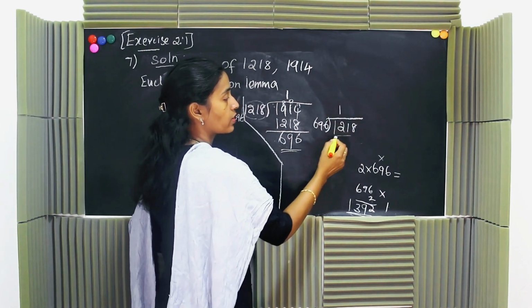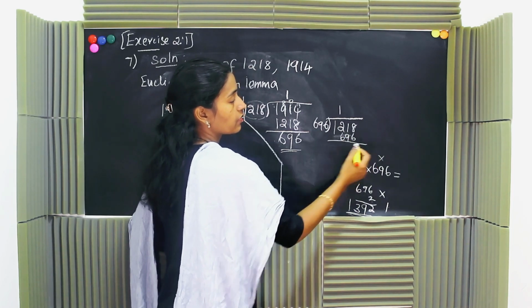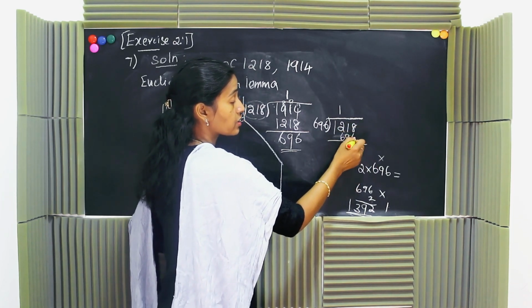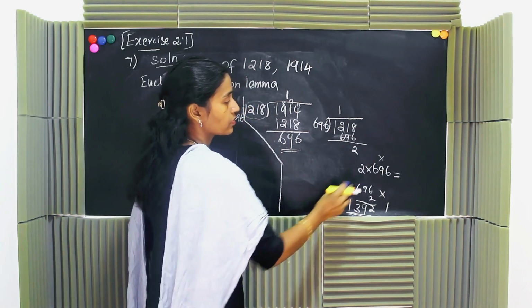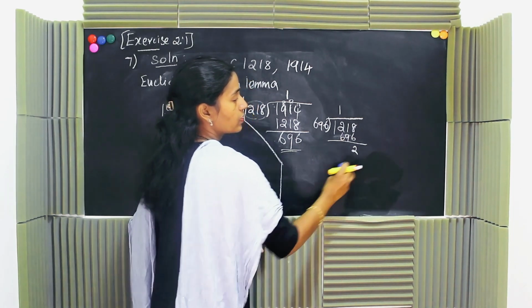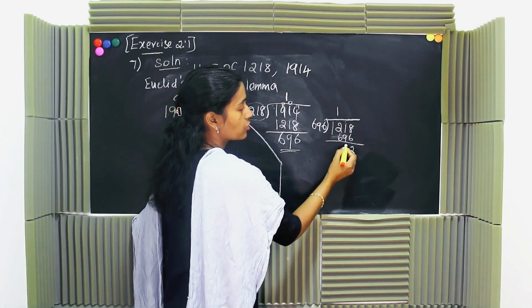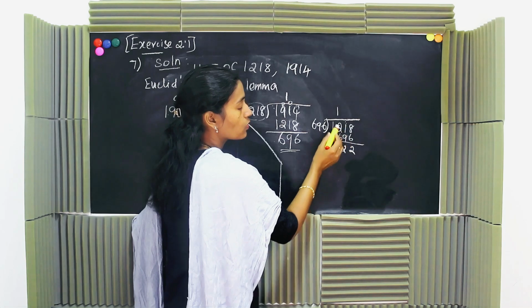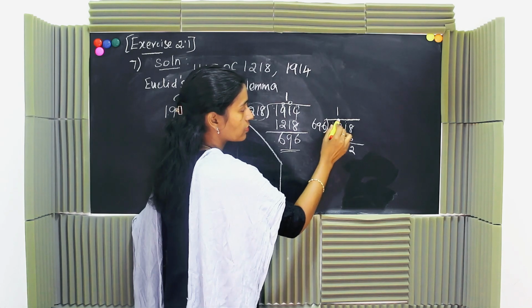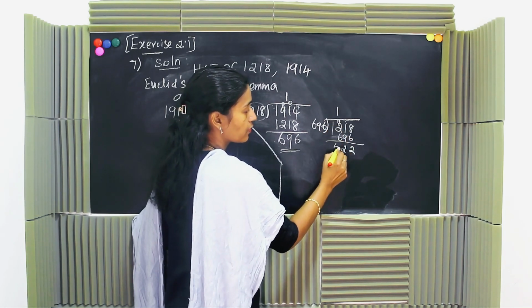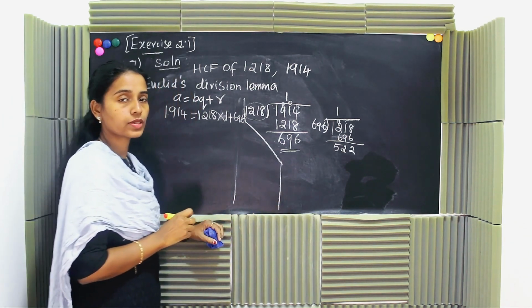So I have to take 1, right? 1 into 696 becomes 696. Now subtracting 6 from 8, I'll get 2. 11 minus 9, 2. How much will we have here? 1, right? This 11. 11 minus 6, 5. So here I have remainder 522.